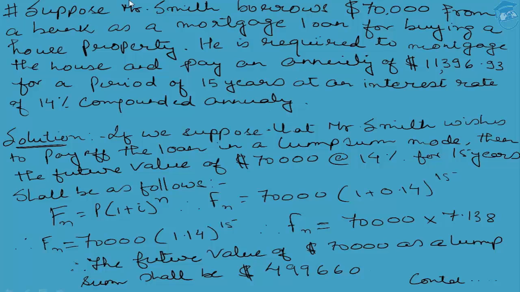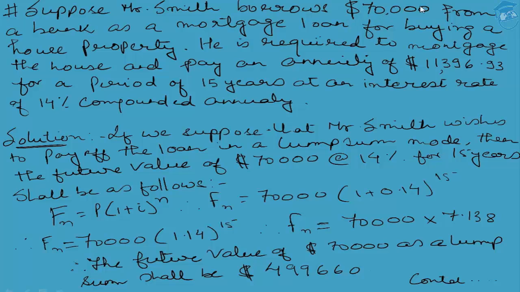The question says that suppose Mr. Smith borrows 70,000 USD from a particular bank as a mortgage loan for buying a house property. He is required to mortgage the house property and pay an annual amount, that is an annuity, of 11,396.93 USD for a time frame of 15 years at an interest rate of 14% compounded annually. A closer look shall reveal that the 70,000 USD that Mr. Smith is borrowing represents the present value, because the cash is coming into his hand at T0.